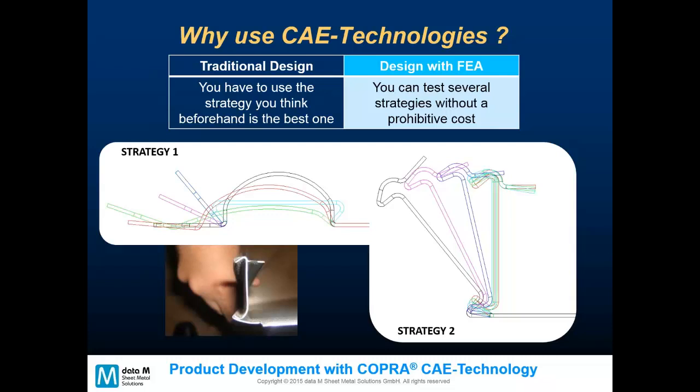When we design with FEA, we can actually test several strategies without incurring any prohibitive cost, other than the time to simulate and post-process. So for this reason alone, quite often you would generally only reconsider additional strategies when there are problems at the machine. In other words, when the costs are already at their highest and it's the most difficult time to implement a new strategy.